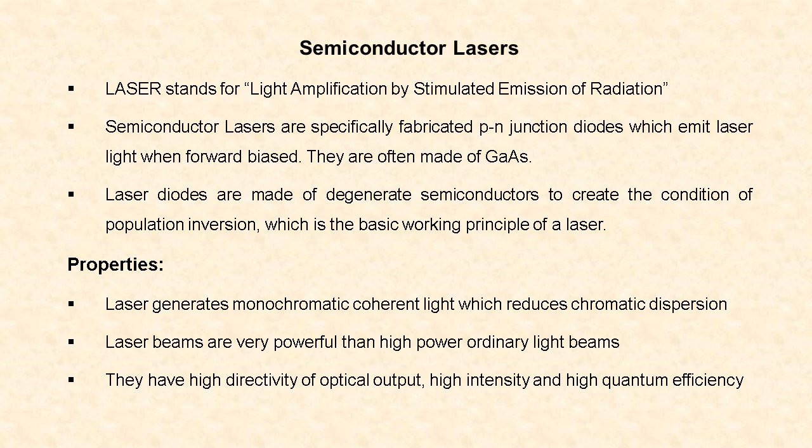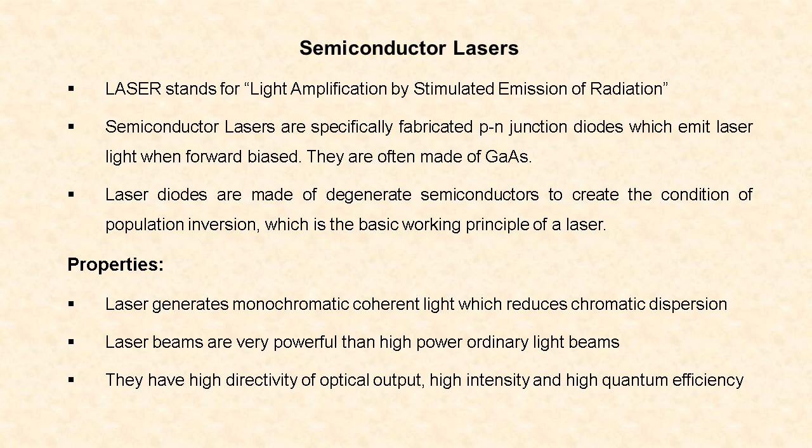Laser diodes are made of degenerate semiconductors to create the condition of population inversion, which is the basic principle of laser. Degenerate semiconductors means semiconductors which have a high level of doping so that they act more like a metal than as a semiconductor. The degenerate semiconductors are often used in integrated circuits as a replacement for metal.